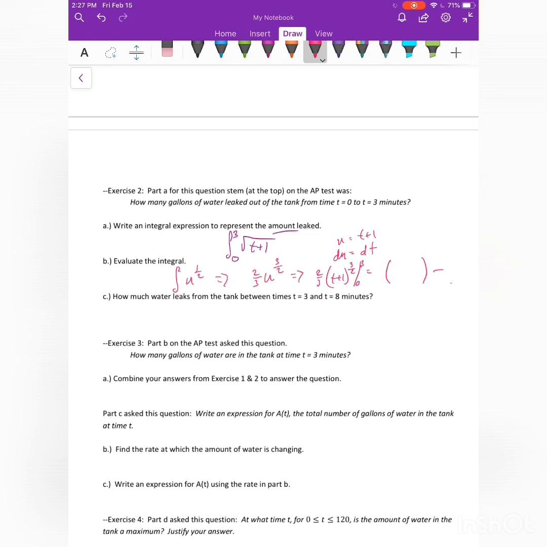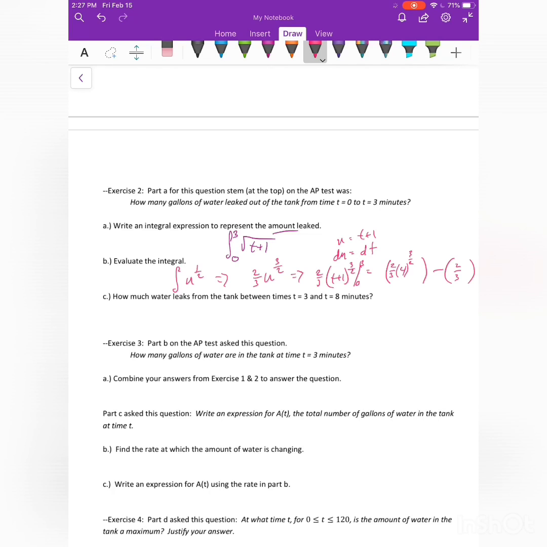So I tell people to go ahead and do your parentheses. Now if you plug in 3, you get 4 inside the parentheses, so 2/3 times 4 to the 3/2. And if you plug in 0, you get 1 to the 3/2 on the inside. That's just 1. So this ended up being just 2/3.